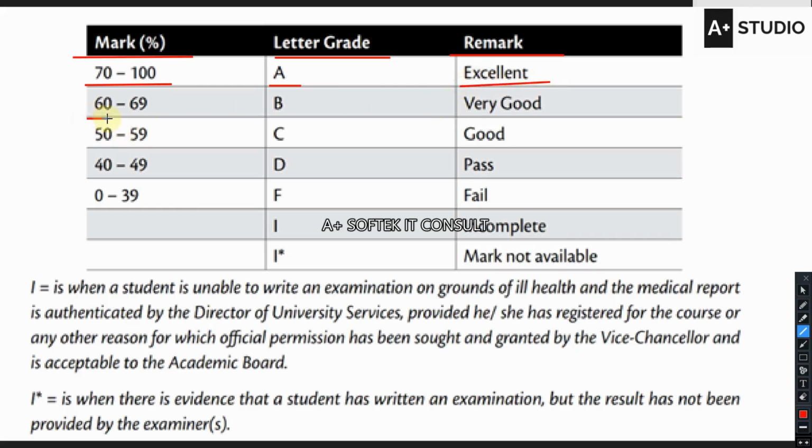If the student gets from 60 to 69, that is a B, that is very good. If the student gets 50 to 59, that is a C, that is good. If the student gets 40 to 49, that is a D, that is pass. If the student gets 0 to 39, that is an F. If the student gets an I, that is incomplete, which means the student participated only in the end of semester examination or only in the continuous assessment.